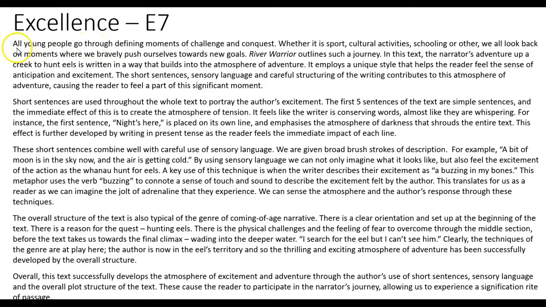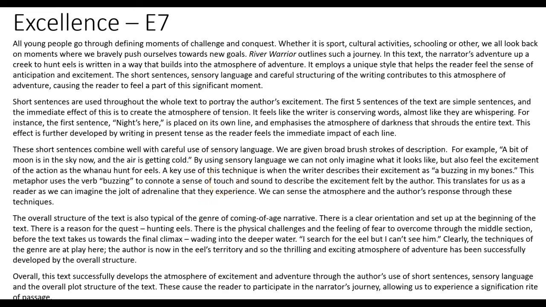starting with some sort of observation that captures something of the text. All young people go through defining moments of challenge and conquest, whether it's sport, cultural activities, schooling or other. We all look back on moments where we bravely push ourselves towards new goals. River Warrior outlines such a journey. So it's a bit waffly, but it basically looks at the thread of overall significance to this text. And I won't elaborate too much on this one, other than to say there's a deliberate attempt to weave more techniques together.